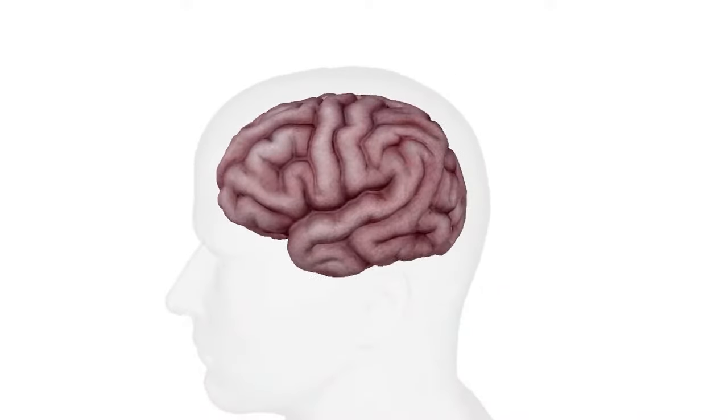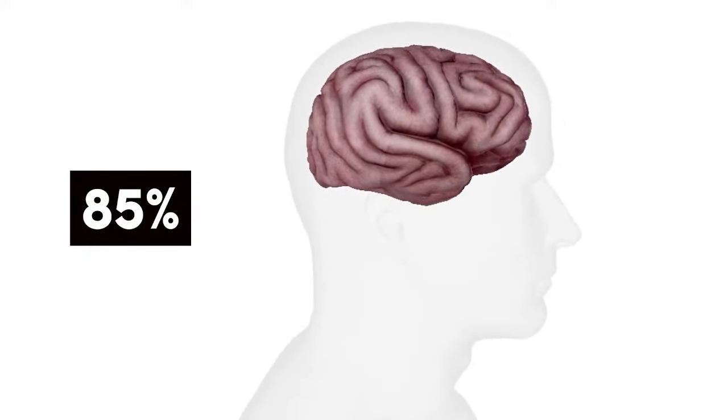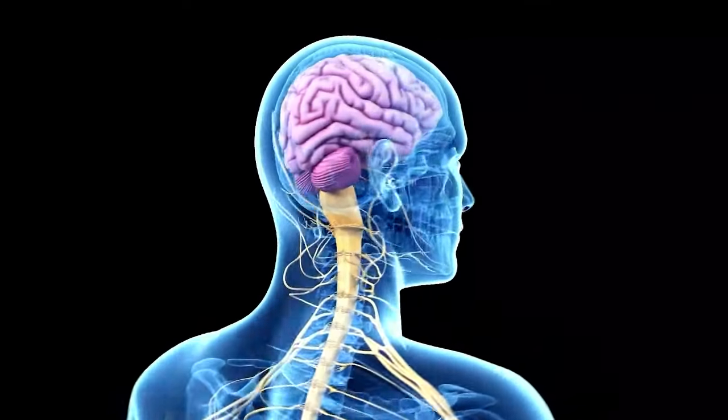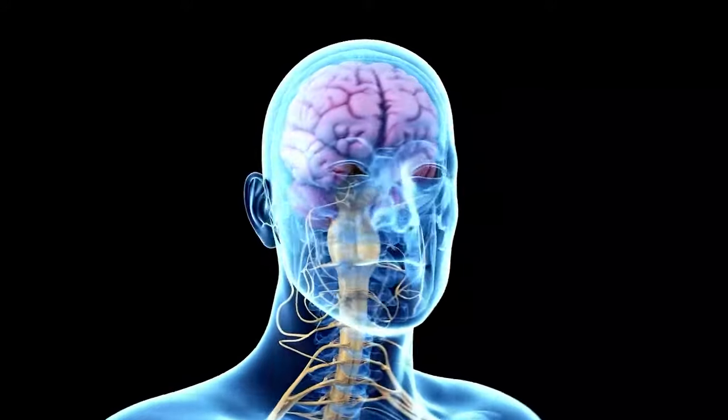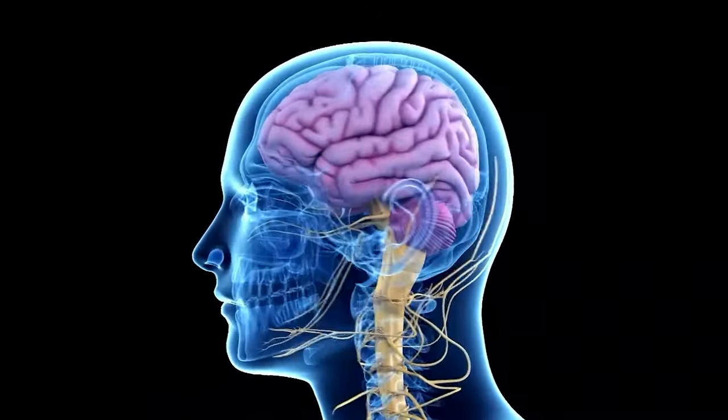The cerebrum is the largest part of the human brain, accounting for approximately 85% of its weight. It is responsible for most higher-order cognitive functions and can be described in further detail as follows.